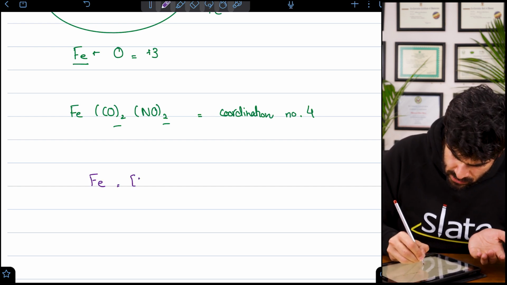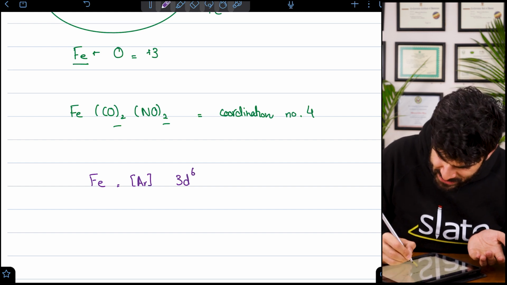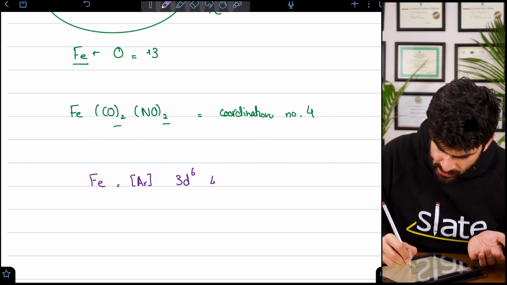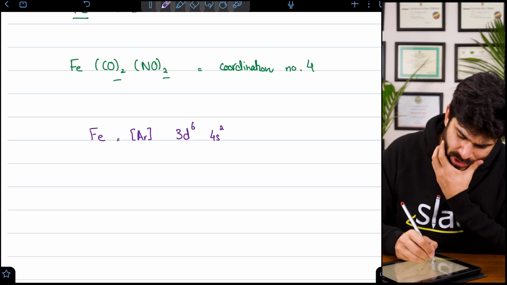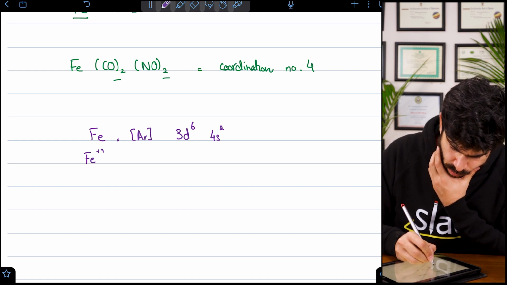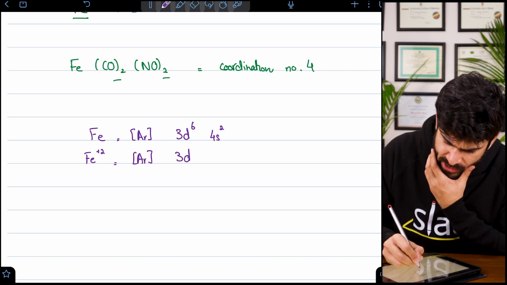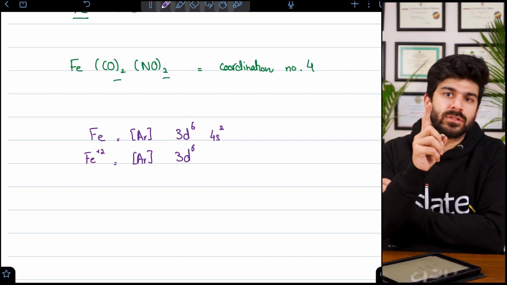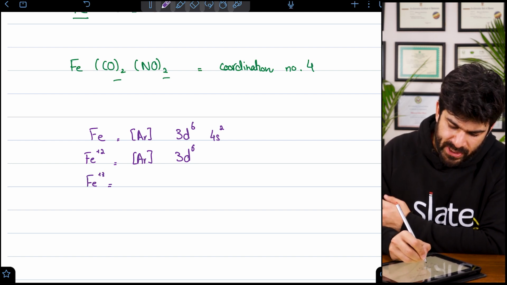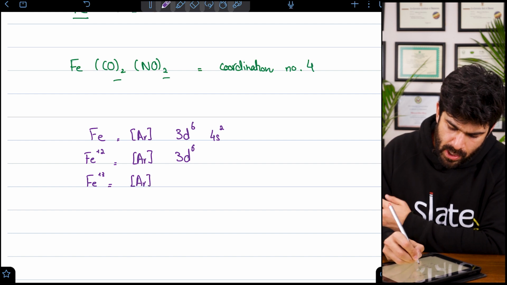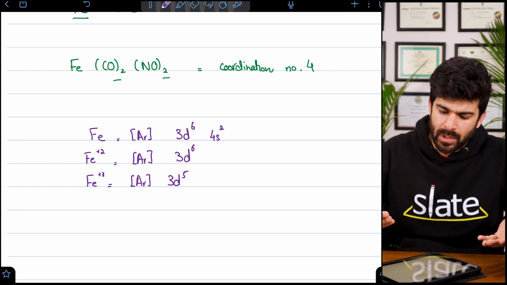Iron has 6 3d electrons and 4s2. Now, when we make iron plus 2, this just loses the 4s electrons, because as I said, 4s are the ones which are lost first. But in this case, it will become 3d5, which is a half-filled subshell, and that's stable.